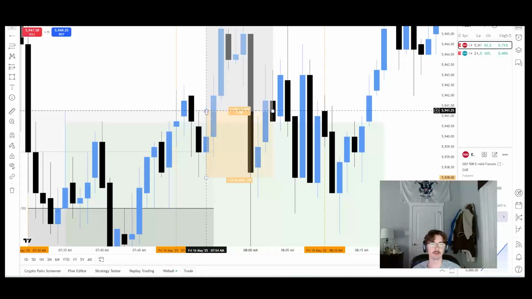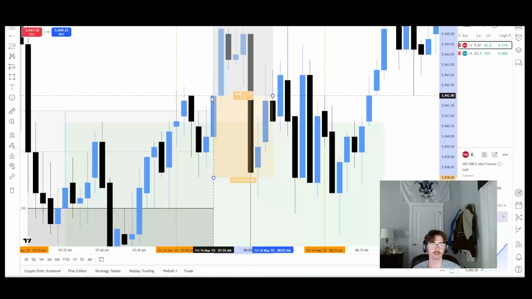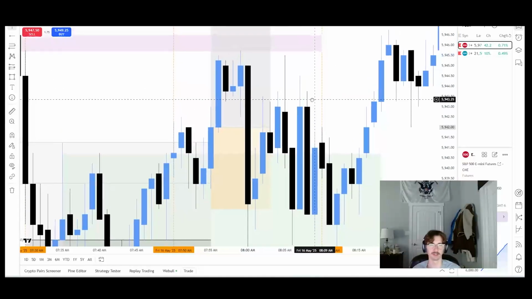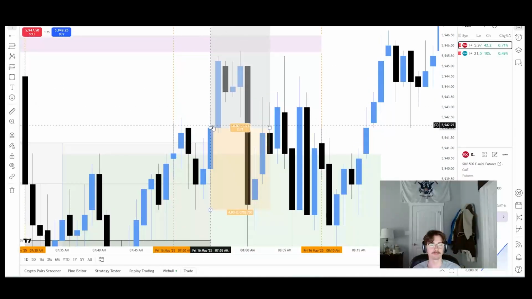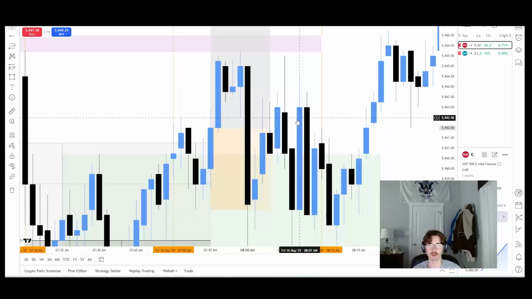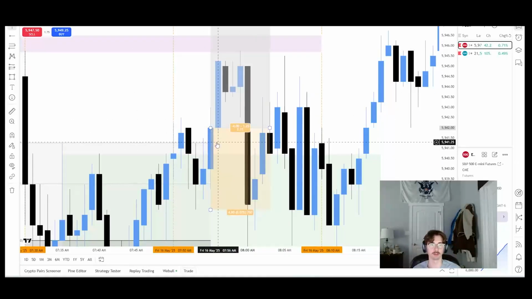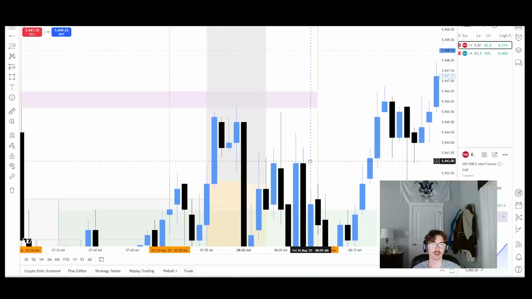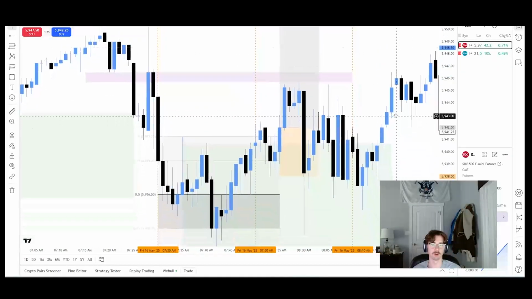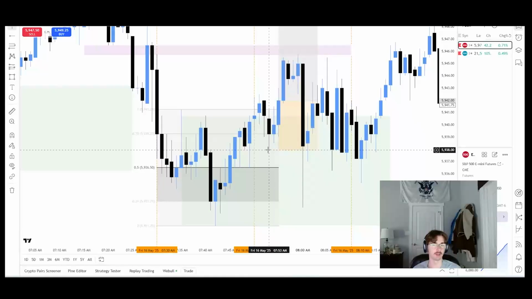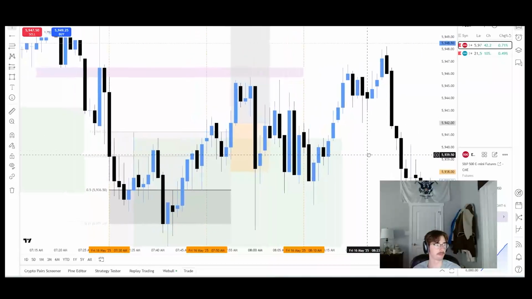I entered with a market order around here once price closed, so it was probably here. It didn't exactly break structure on the 1 minute, but it pushed out of the order block. That's really what I wanted to see: a bullish candle out of the order block, confirming orders were filled. It came back into it, orders were filled. So I entered, with stops below the last low, which is right here.